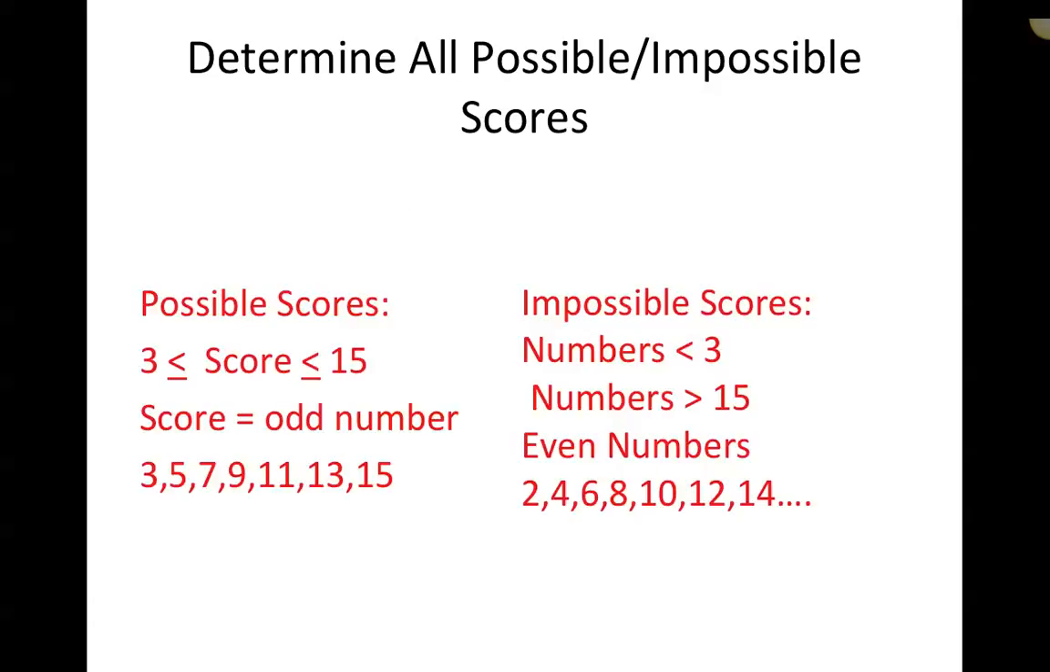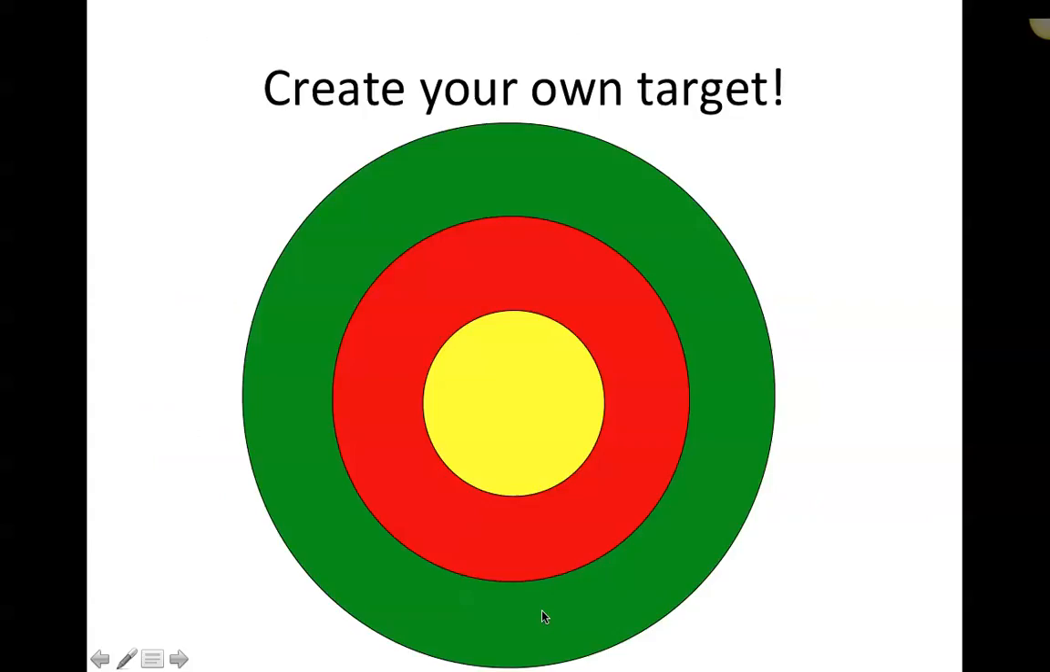So the possible scores are any score that is less than or equal to 15 and greater than or equal to 3. The score also must be an odd number. And so that brings us to either a 3, 5, 7, 9, 11, 13, or 15 are the possible scores for this game. The impossible scores for this game are any numbers that are less than 3 or any numbers greater than 15 and any numbers that are even. So that gives us a lot of impossible scores.